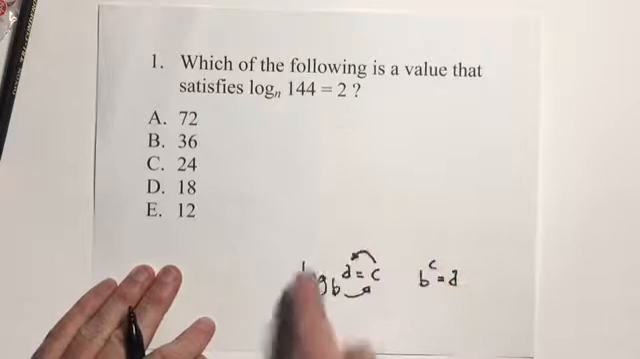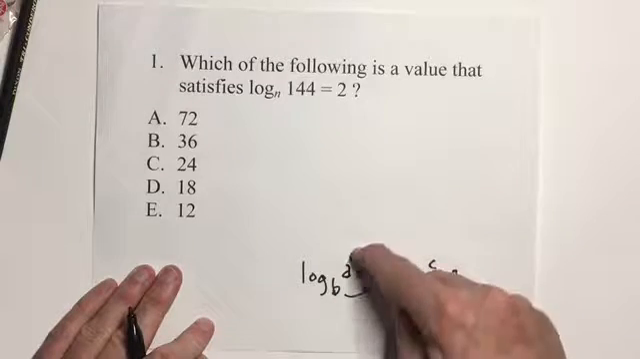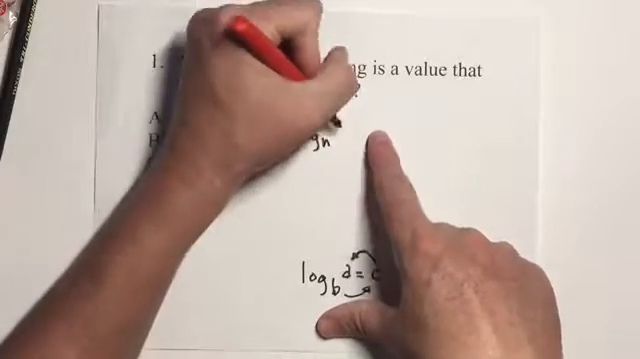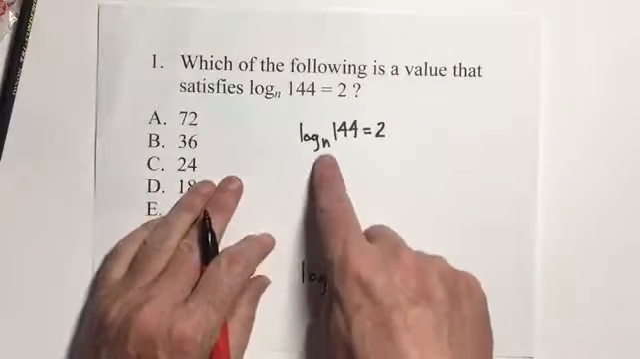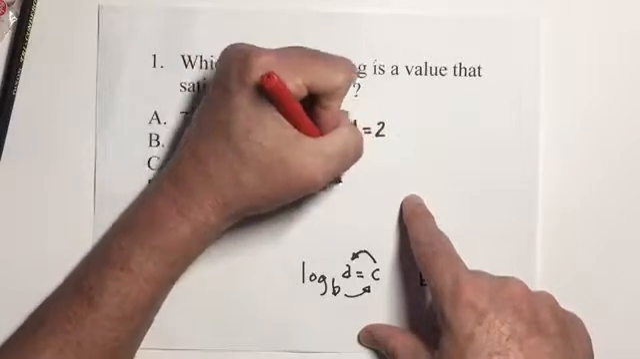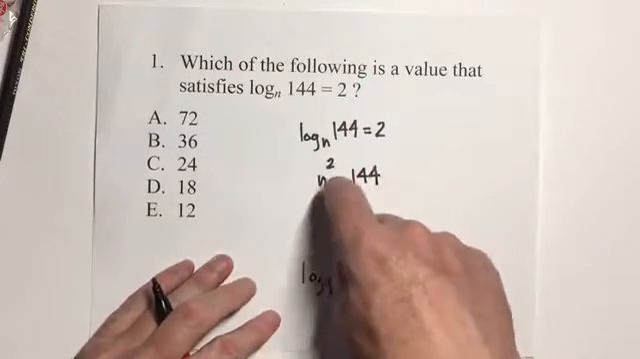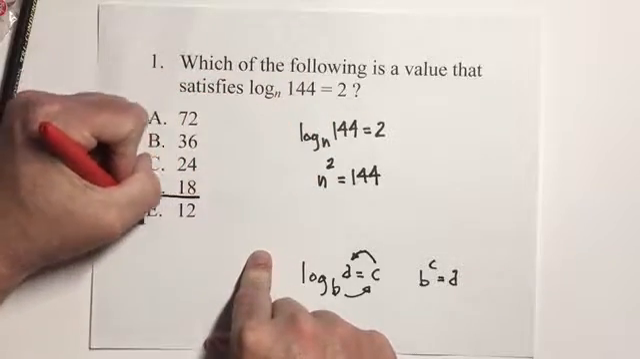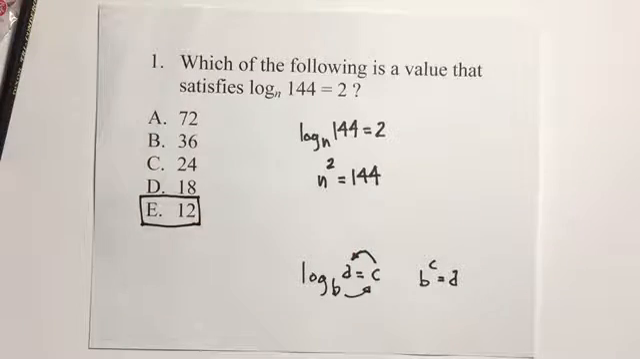There you go. So you can just think of it, you're moving counterclockwise. B to the c should equal a. So here we have log base n of 144 equals 2. Well, this means that n to the 2 equals 144. So n squared equals 144. And since you've all memorized your squares and cubes, you know straight away the answer is 12, because 12 squared equals 144. Answer E. There you go.